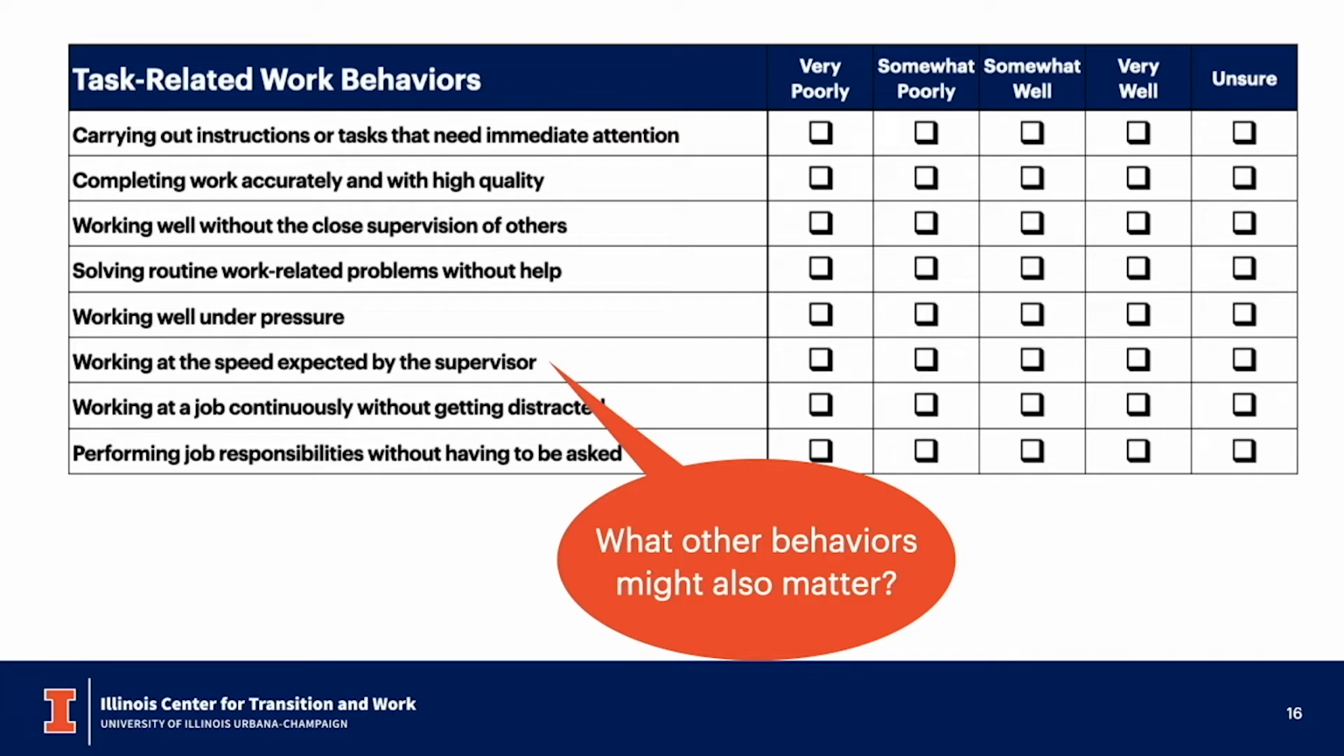You can observe a student in the workplace, or you can interview employers about each of these areas and then rate them on a scale that ranges from doing this very poorly to somewhat well to hopefully very well. And if you have had no opportunity to observe, you can indicate that you're unsure. Now, of course, these may not be the only behaviors that matter in a particular industry or job site. So you could ask other employers about any behaviors that they would add to this list as well.